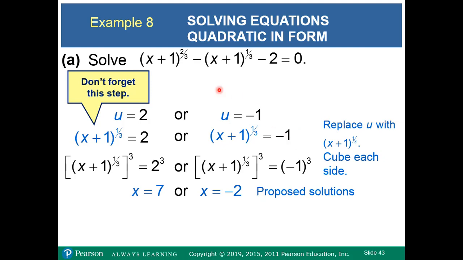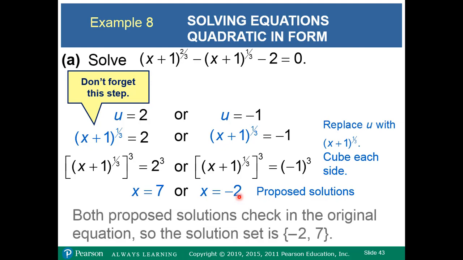Okay, and then we're going to subtract 1 from both sides. We get 7 and negative 2. And then we're done. Okay? And that's the proposed solution set. Make sure you always check your solutions to make sure that they work. In this case, they do.